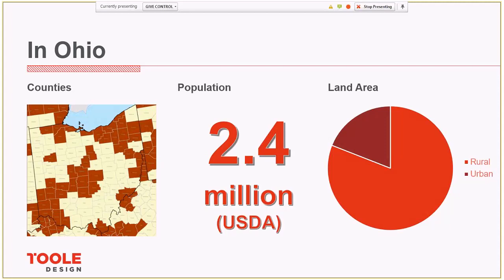Of Ohio's 88 counties, about half of them are considered fully rural. According to the Health Resources and Services Administration, 20% of Ohio's population lives in rural communities, and the USDA classifies about 81% of Ohio's land area as rural.